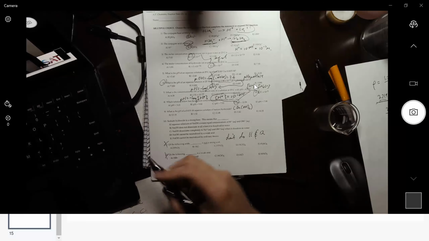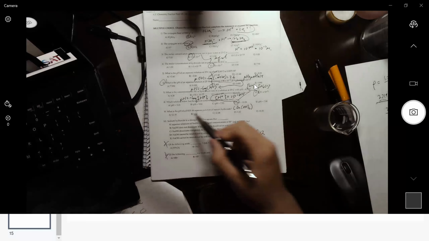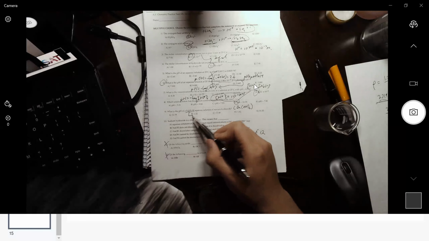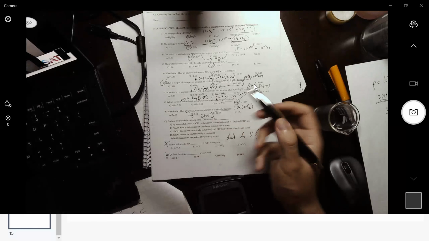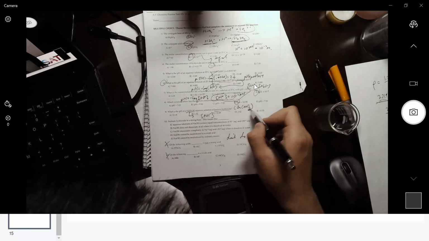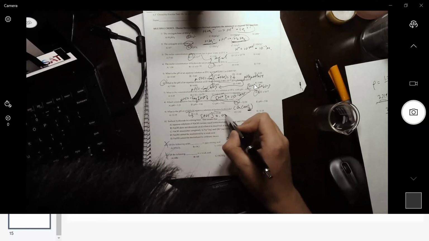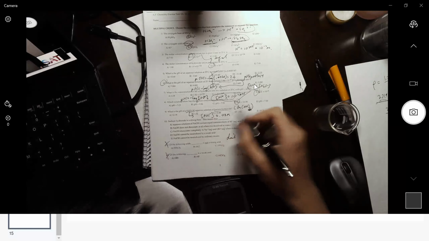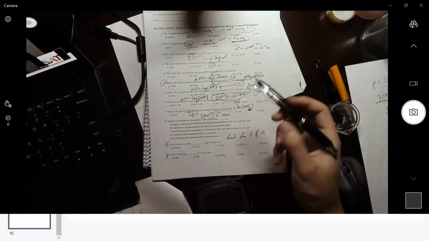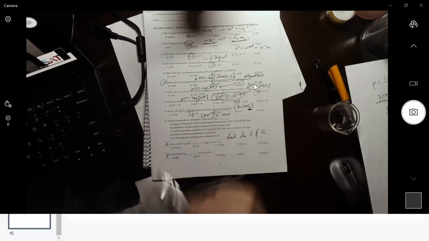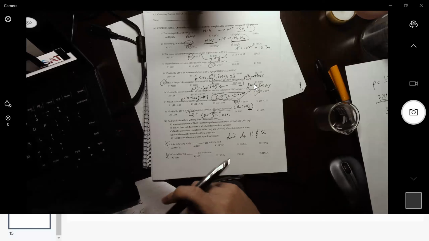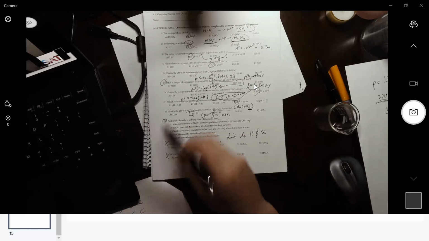9 is pretty self-explanatory. It's very similar to a problem we did before. So OH minus is going to be twice the concentration of barium hydroxide since we have two OH minuses, so it equals 0.03 molar. And then from there it's not too difficult. So it's C, I believe. And then 10. Can we do 10? What's the answer to 10?